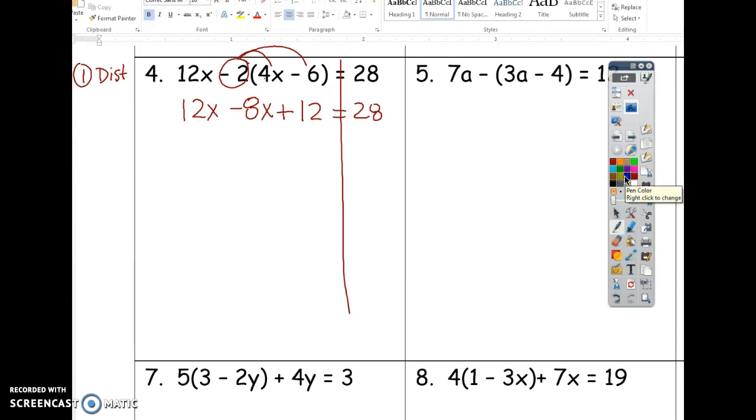Step number 2, combine like terms, things that look alike. So on the left side, I have x's that can be combined, and on the right side, there's nothing. So 12x minus 8x. You would just put 12 minus 8 in the calculator. That gives you 4. Both of them have an x. Bring down the plus 12 equals 28.